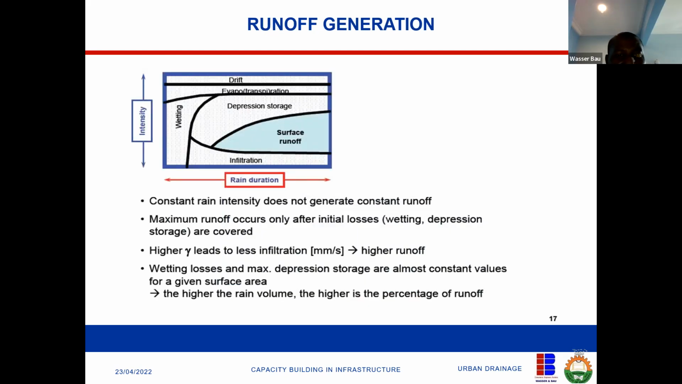So what is the implication of this? He said that constant rain does not generate constant runoff. Maximum runoff will only occur after all the initial losses are enumerated, which is wetting, depression storage, etc. After they have been taken care of, then runoff will come. And after the runoff, you will have the discharge you're going to design for. So he said that a higher degree of paving determines higher runoff.